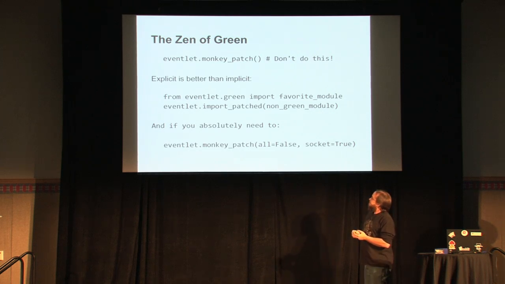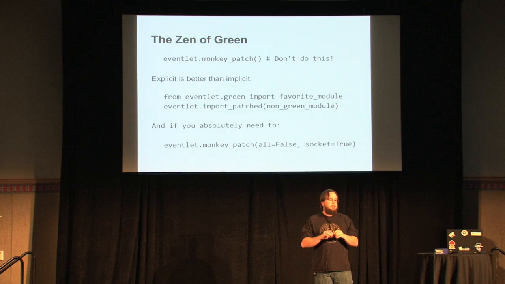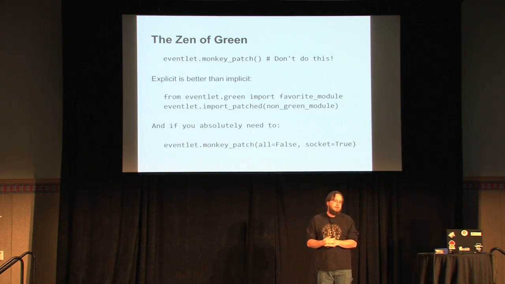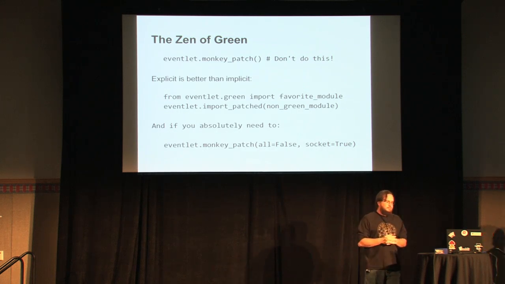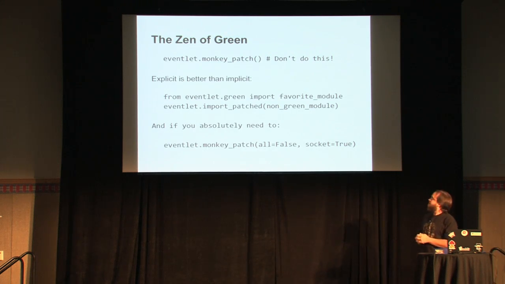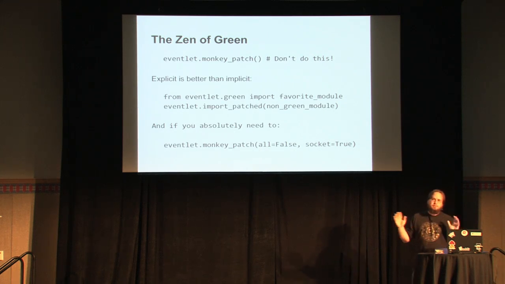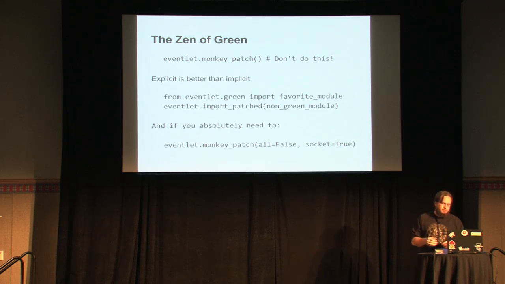And if all else fails, sometimes it's not too bad of an idea to do a monkey patch. You can send it all equals false, which means definitely don't patch anything else, but let's just make sure socket is always patched. We do that in Swift just to make sure, because we're interacting with other libraries and things like that, and that can be useful sometimes. So let's not monkey patch the world. Let's be explicit instead of implicit and do good things.